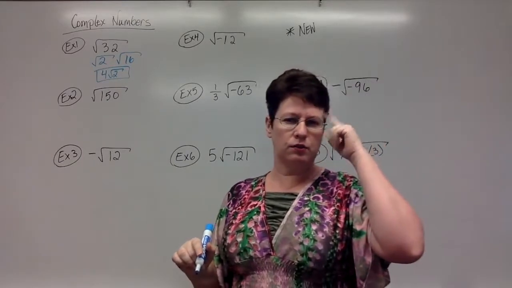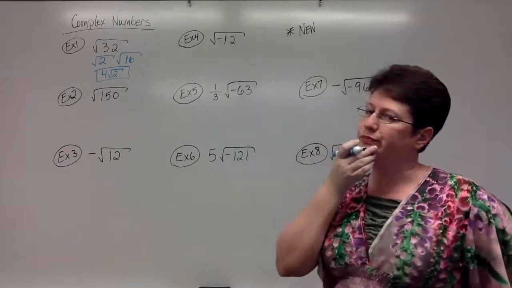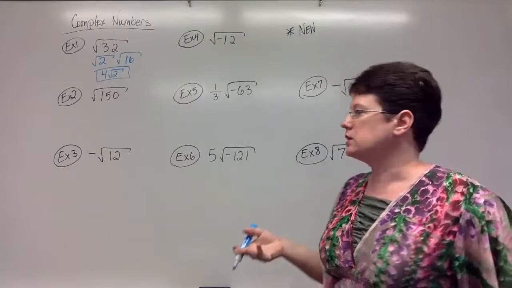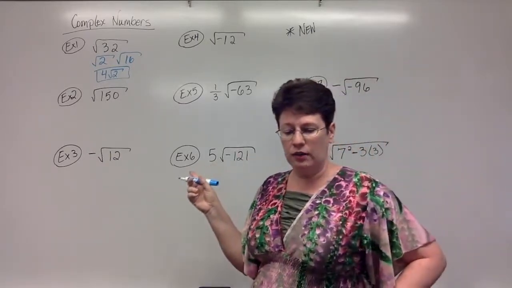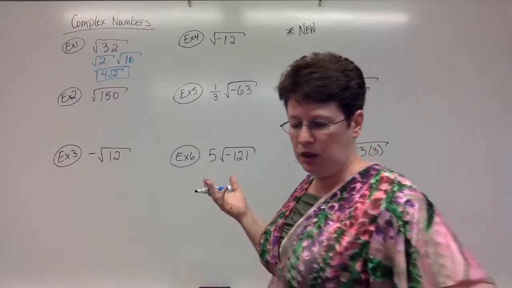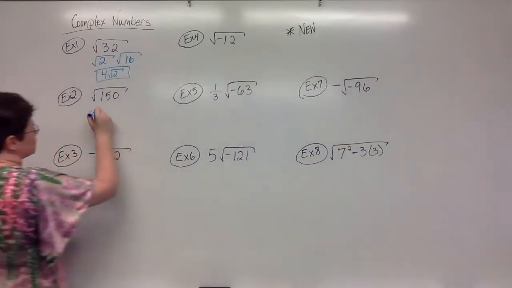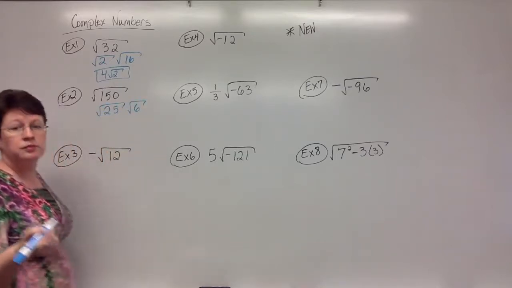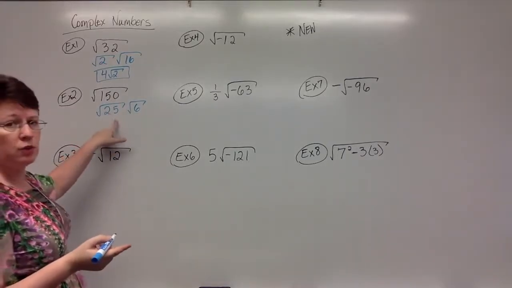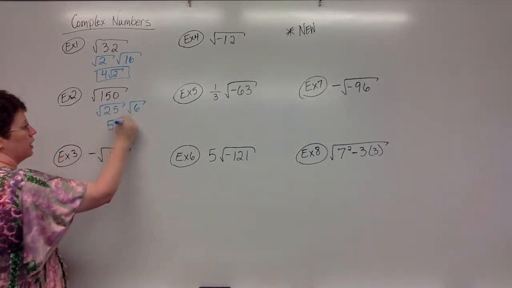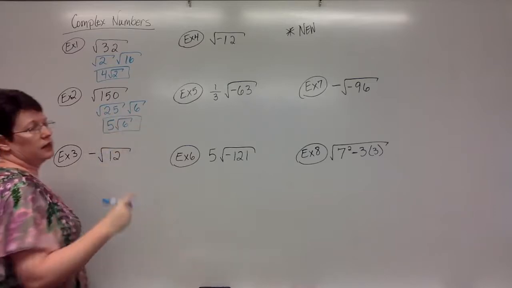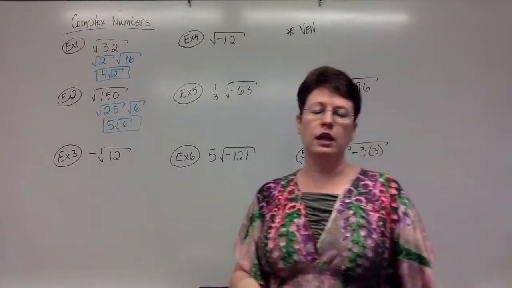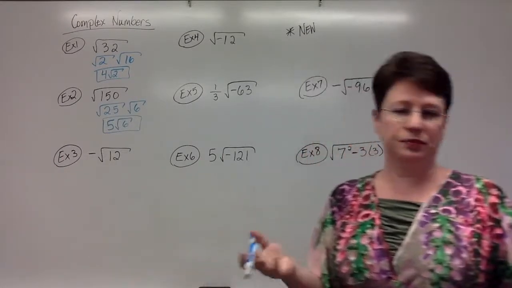So now let's look at 150. Think about it. 150. I'm thinking $1.50, which is quarters, which is 25 cents. So how many times will 25 go into 150? How many quarters is that? Yep, 6 quarters. So I have the square root of 25 times the square root of 6. Well, the square root of 25, perfect square, is 5. So I have 5 square root of 6. I can't take the square root of 6, and it's a small enough number that I can't break it down anymore.